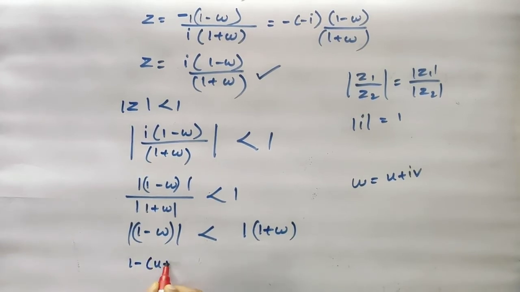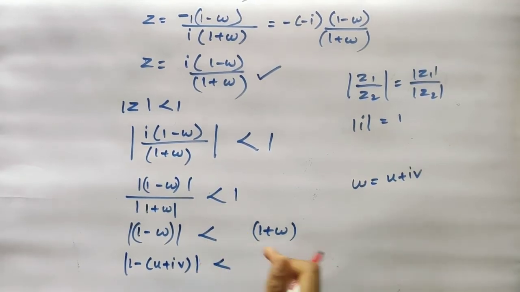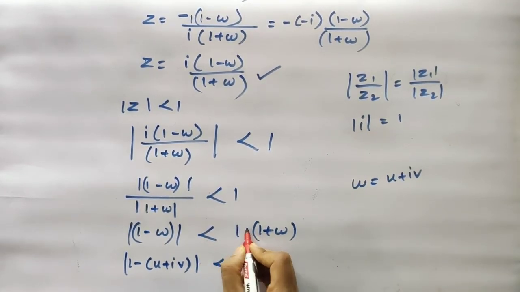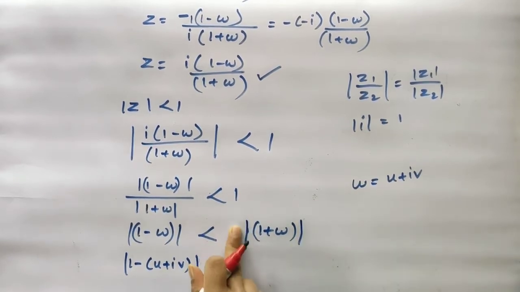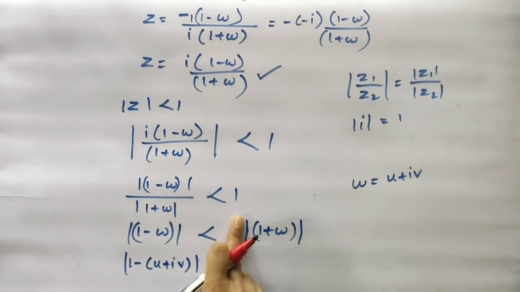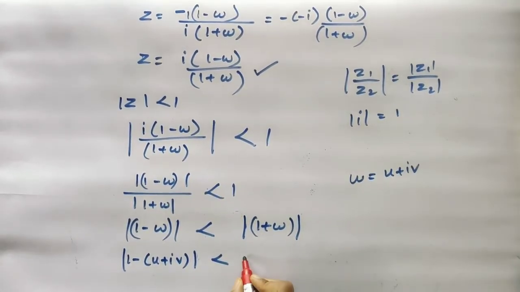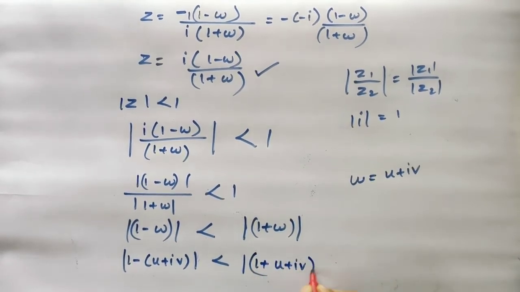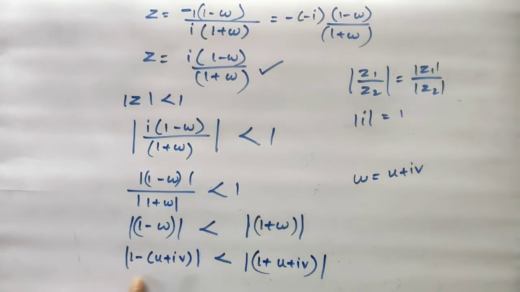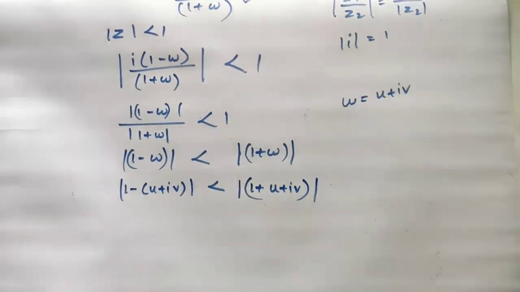Mod of 1 minus (u plus iv) is less than mod of 1 plus (u plus iv). Please complete the mod there, I left it incomplete, please make a correction there. So it is mod of 1 plus u plus iv. Okay, what is mod of this?